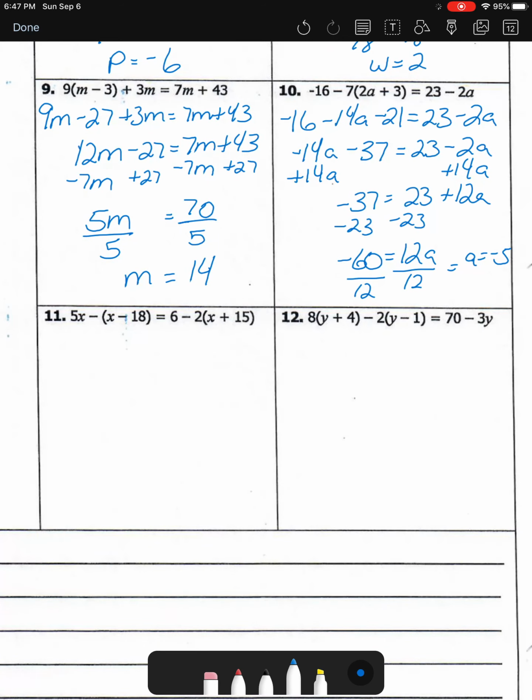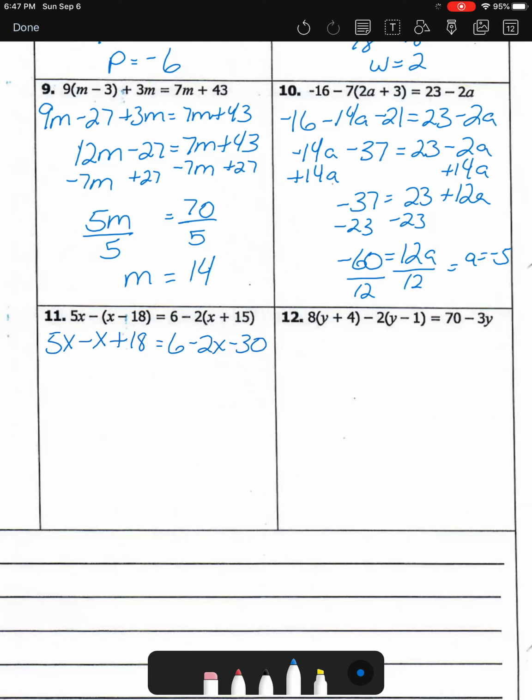Okay, so we have 5x minus, here we go, 5x. We're going to distribute the negative sign, which would be a negative x and a positive 18. We're going to distribute the 2, so that's going to be a negative 2x and a negative 30. So we took care of the distributions. Again, be careful. That negative sign has to go to both of them. The common mistake is to leave that as a negative x and write a negative 18 as well. So we have to do that.